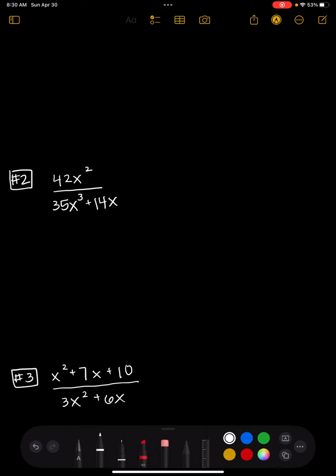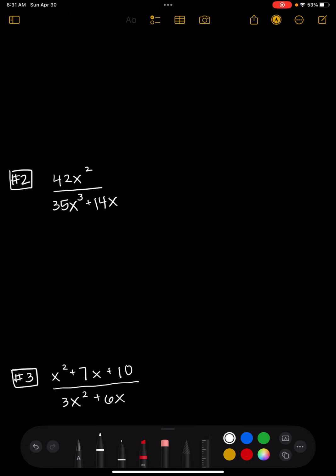All right, so let's try another one. The second example is 42x squared over 35x cubed plus 14x. So once again, we're going to figure out what the top and the bottom have in common. This time, the bottom is a binomial, or it has 2 chunks instead of just one. So we have to be aware that when we're taking stuff out, we have to make sure that it divides along all of the chunks, or all of the terms.